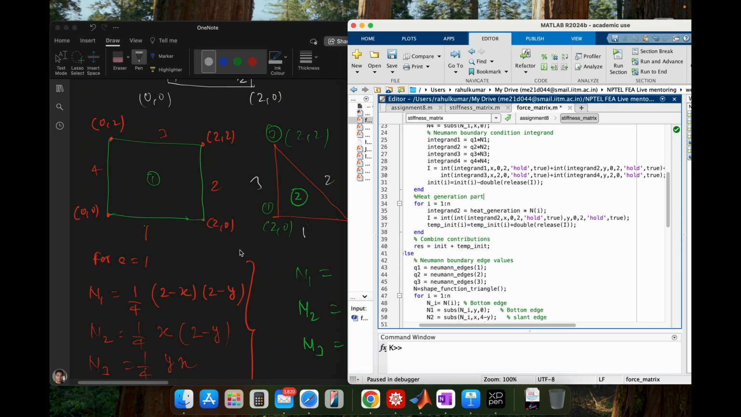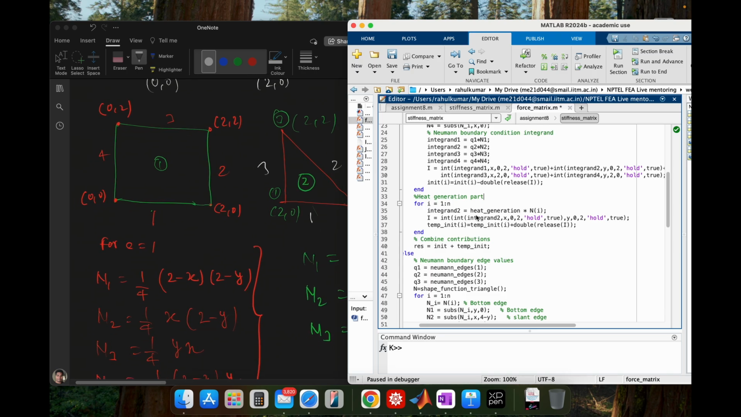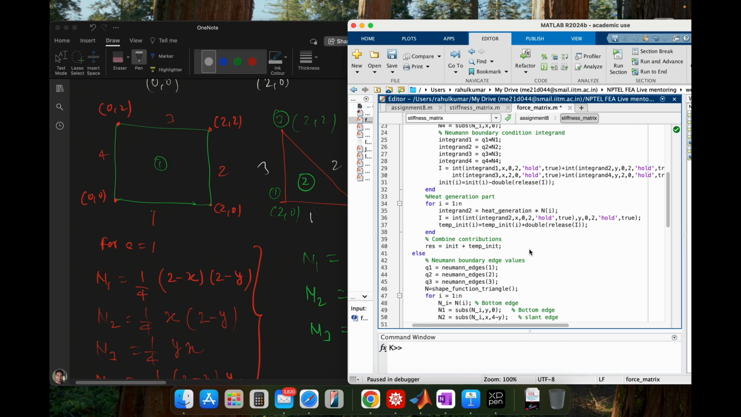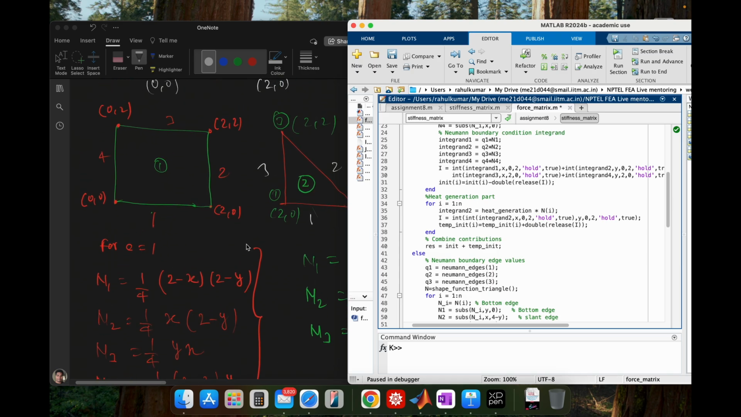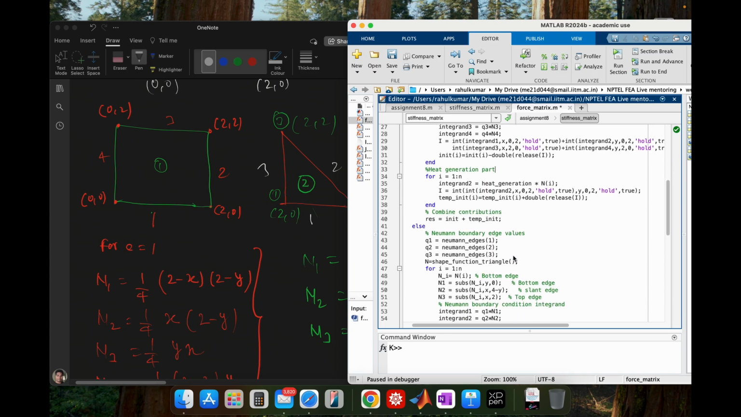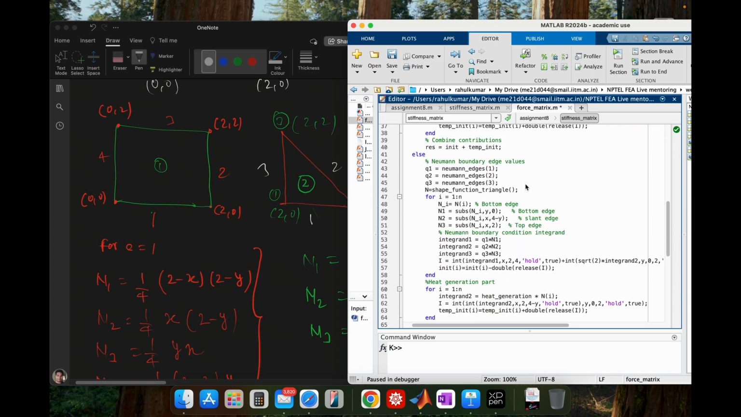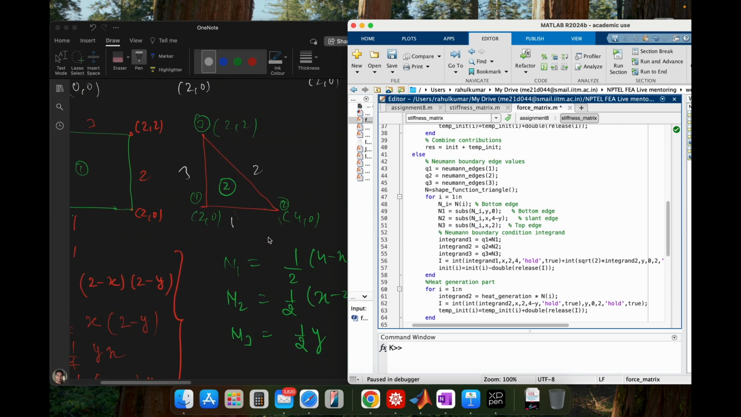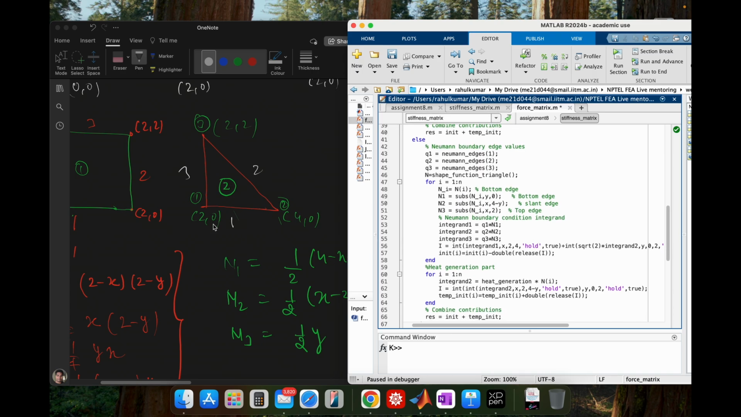Now the heat generation part, where we directly multiply the heat generation with Ni. Here there is no problem because we directly integrate, doing the double integration when x varies from 0 to 2. This is the rectangular element, so nothing else we have to do. Now let's move to the triangular element. Okay, this is for the triangular element. The triangular element has 3 edges, so there are 3 Neumann edges, 1, 2 and 3.